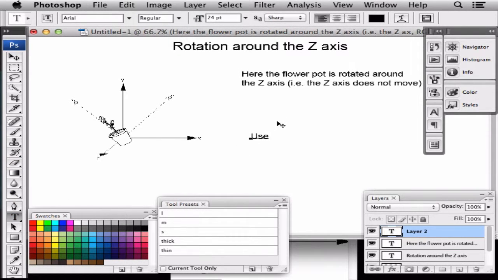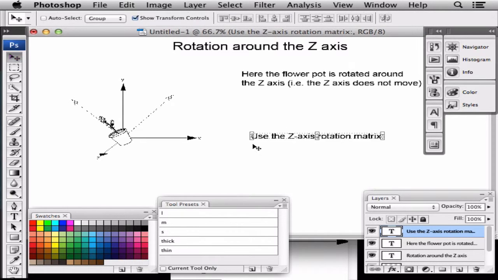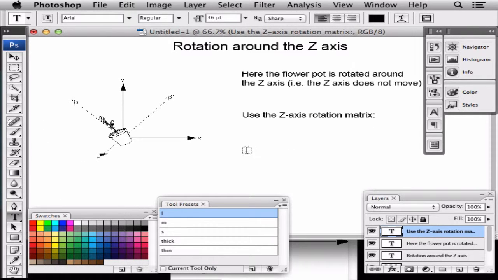And there's a special matrix for that. Use the z-axis rotation matrix. We have one here just for rotating around the z-axis. And it looks like this. Now we have some nice trigonometric functions. Hope you can remember what they are.